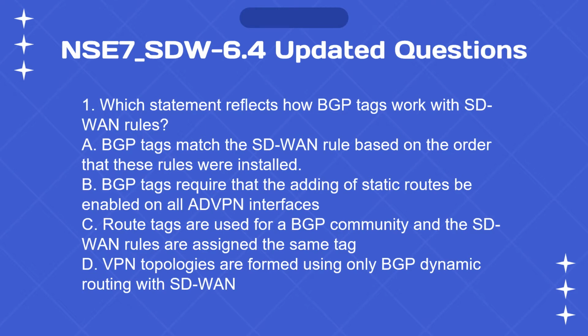C. Route tags are used for a BGP community and the SD-WAN rules are assigned the same tag. D. VPN topologies are formed using only BGP dynamic routing with SD-WAN.